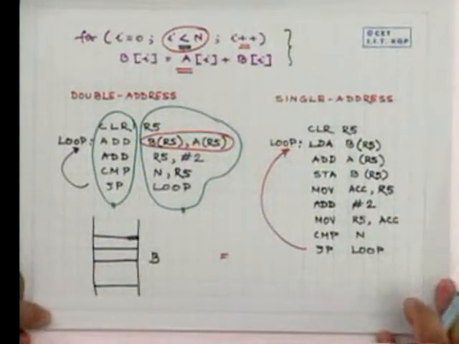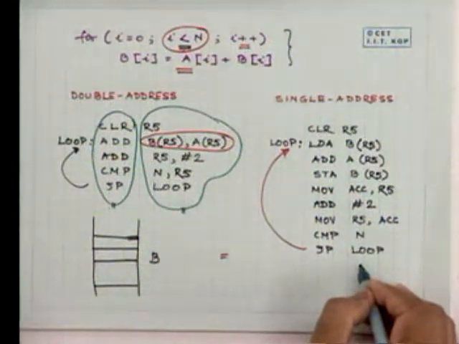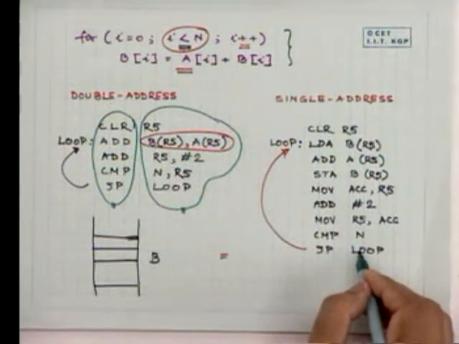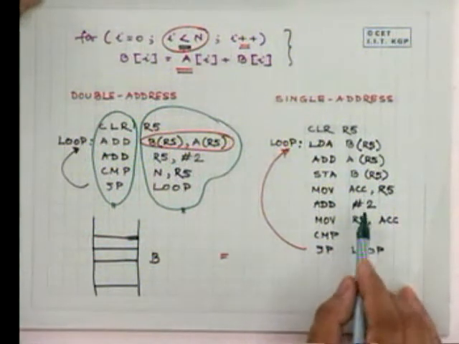Now, the single address instructions that I was talking of are very close to some of the microprocessors, very initial stage microprocessors, that were available in the late 70s.